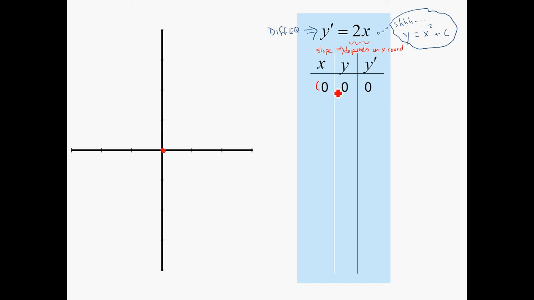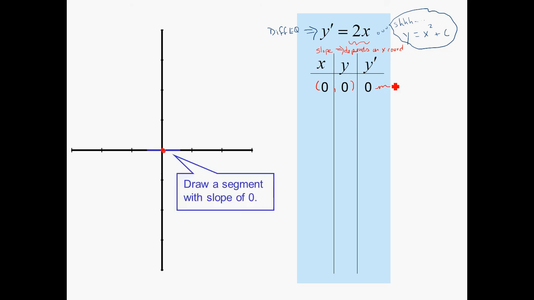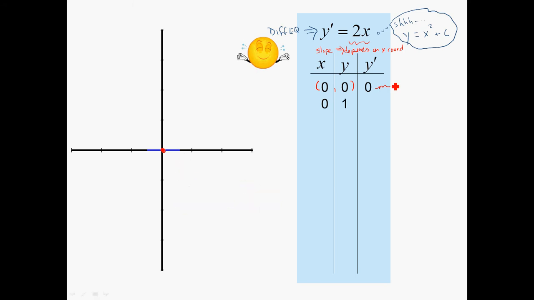So this is the point, this is the slope. See what I did there? I drew a little cute line segment with a slope of 0. Then I moved, it's cute. I moved to the point 0, 1. Well again, since the slope only depends upon x, who cares what the y value is? The slope is still going to be 0, isn't it? So through the point 0, 1, guess what I'm going to draw? Yep.